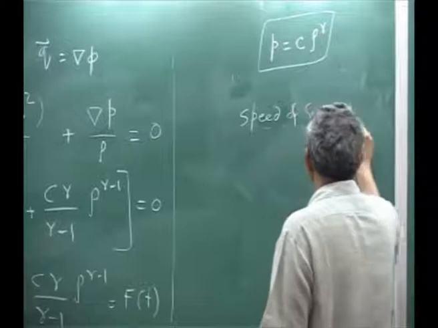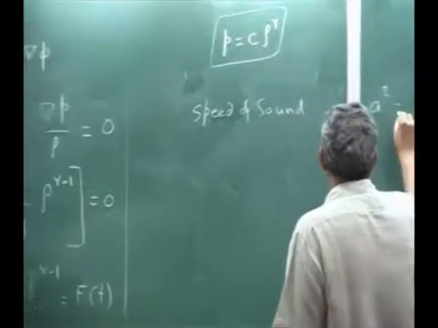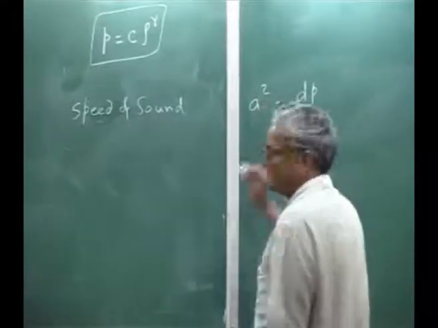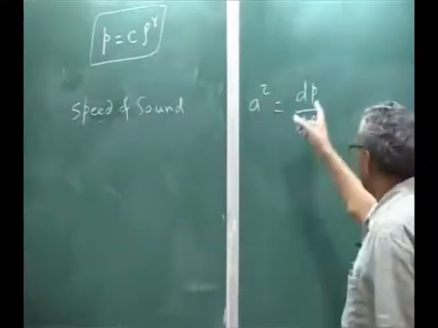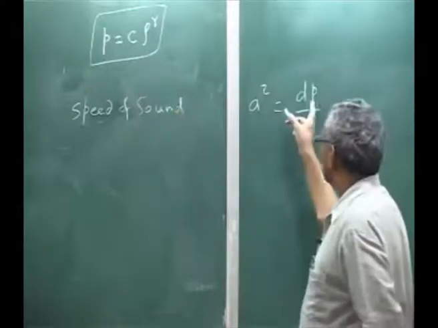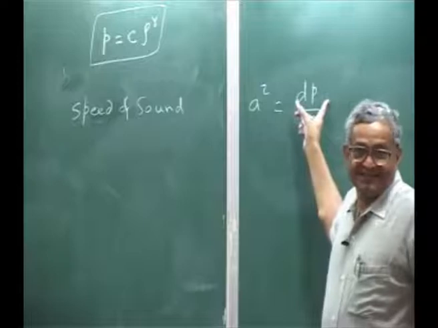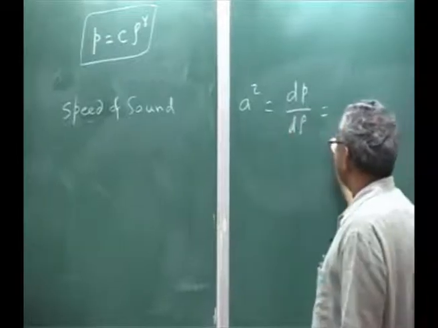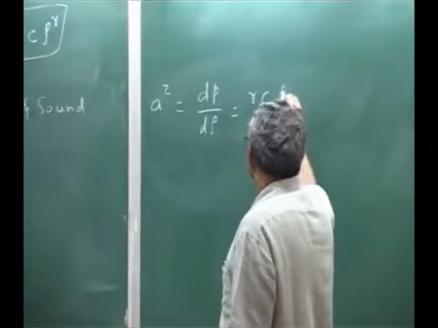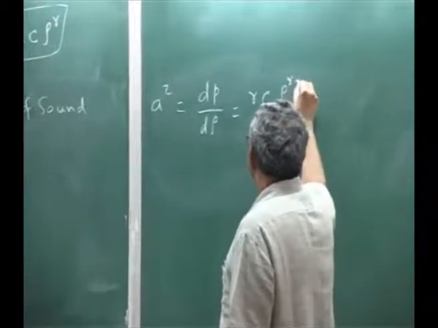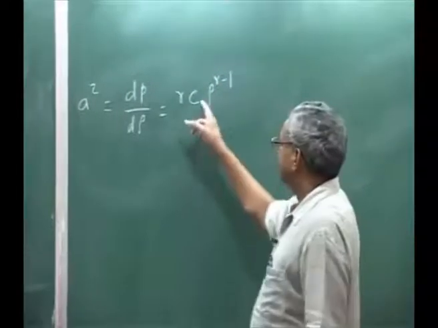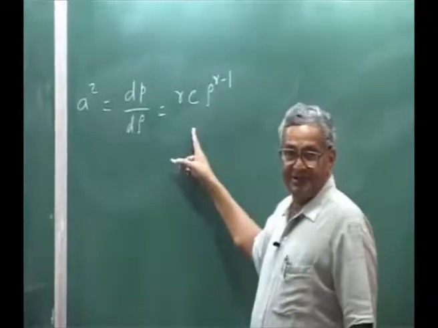Because I am not deriving it. A square is dp by d rho. Now P, you substitute this. P is C rho to the power gamma. So you will get actually gamma C rho power. Now you multiply this by rho and divide by rho.